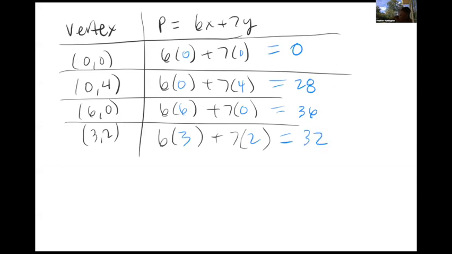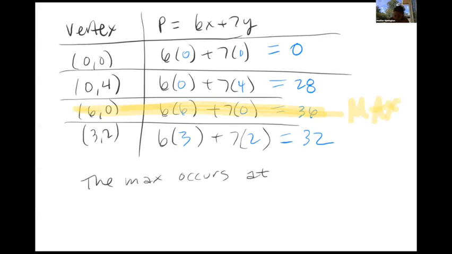So it looks like our maximum is going to occur here. Unless I do this wrong, 18 plus 14. So this looks like our max. Okay, it occurs at 6, 0 and is 36.